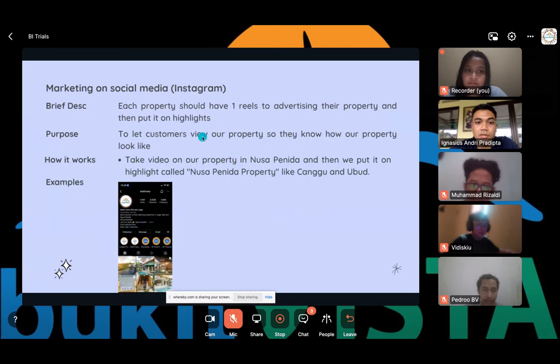The first one is marketing on social media. Each property should have one reel to advertise their property and then put it in highlights, like this Canggu property and Ubud property. For Nusa Penida property, we don't have the highlight. The purpose is to let customers view our property so they know how it looks, and then they can consider taking our property. How it works, we can take video of our property in Nusa Penida and then put it in the highlight called Nusa Penida property.